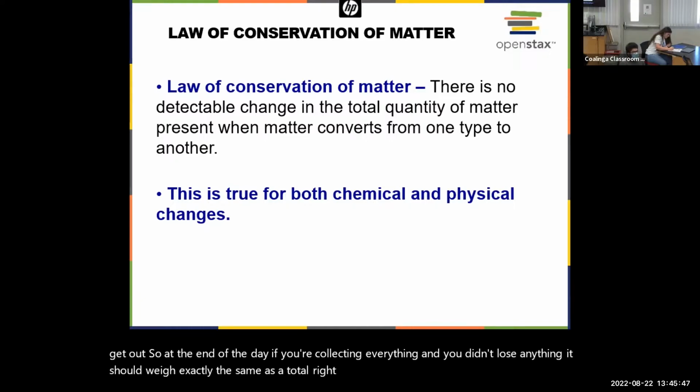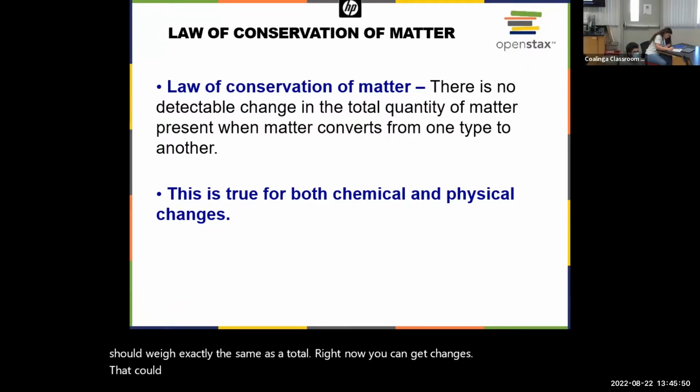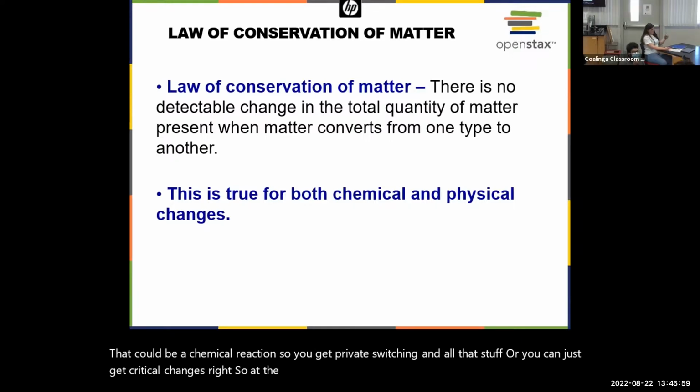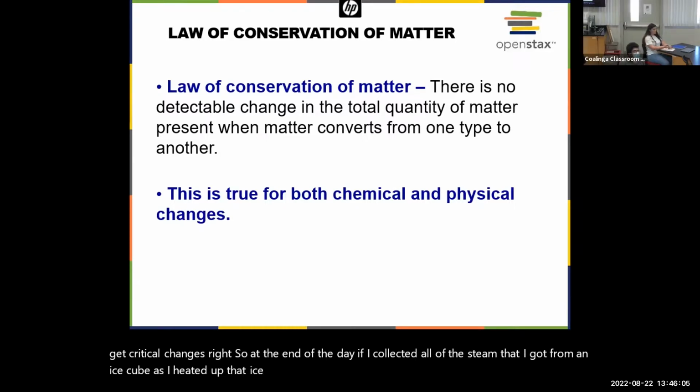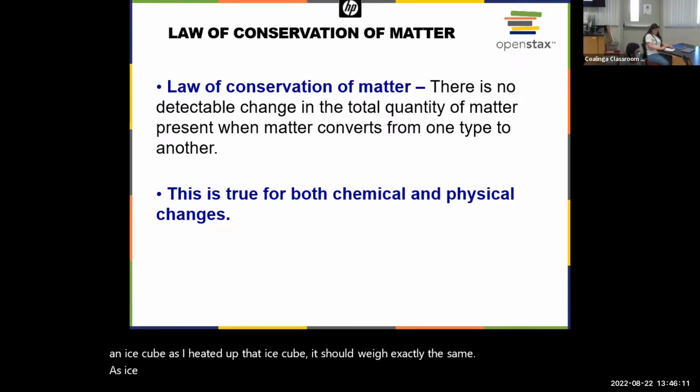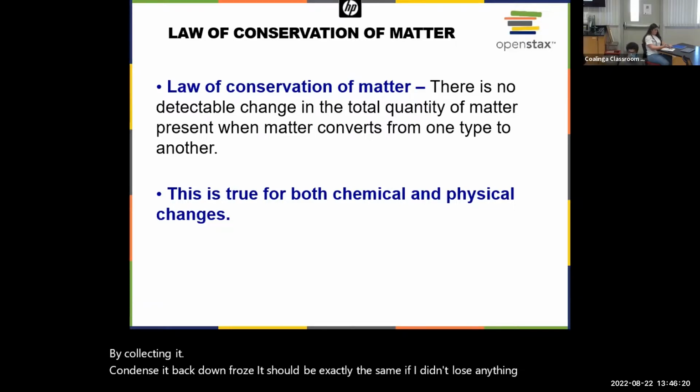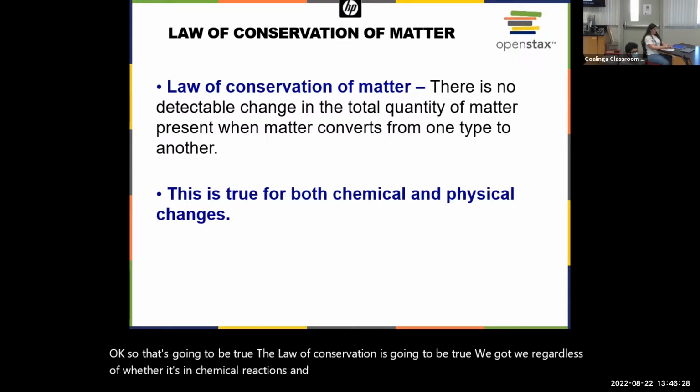Now, you could get changes. That could be a chemical reaction, where you get partner switching and all that, or you could just get physical changes, right? If I collected all of the steam from an ice cube as I heated it up, it should weigh exactly the same as the ice cube initially. If I condensed it back down and froze it, it should weigh exactly the same if I didn't lose any. Does that make sense? So the law of conservation is going to be true regardless of whether it's a chemical reaction, a chemical change, or a physical change.